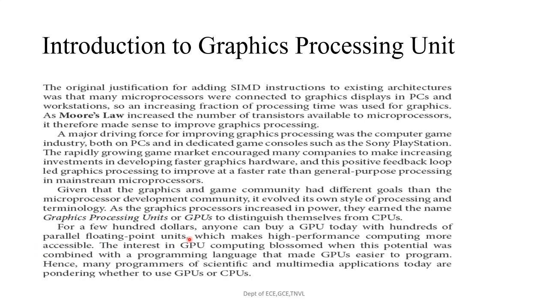For a few $100s, anyone can buy a GPU today with hundreds of parallel floating point units, which makes high performance computing more accessible. The interest in GPU computing blossomed when this potential was combined with a programming language that made GPUs easier to program. Hence, many programmers of scientific and multimedia applications today are pondering whether to use GPUs or CPUs.